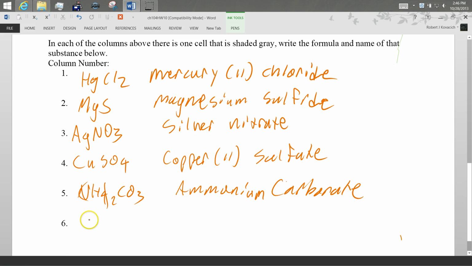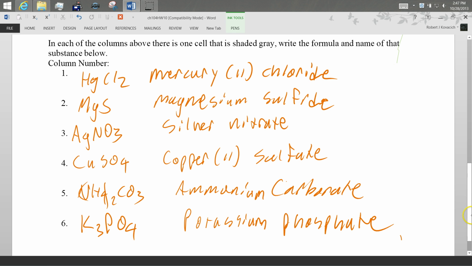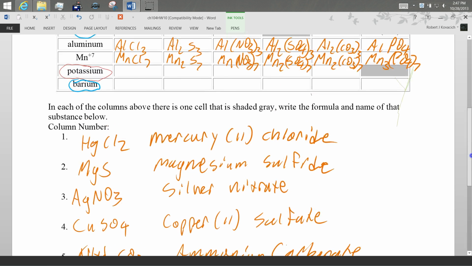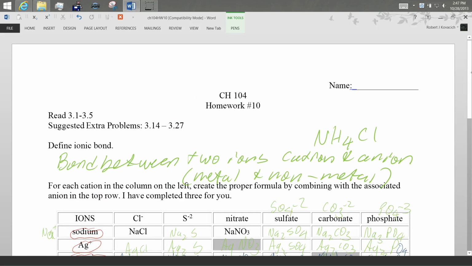So formula for number 6? K3PO4. So I've got potassium and I've got phosphate, and both of their charges are what? Fixed, right? The potassium is a +1 because it's a group 1 metal, and the phosphate is a polyatomic ion, so its charge is fixed. So then it's just going to be potassium phosphate. That's it, potassium phosphate. Are we good with that? Okay.